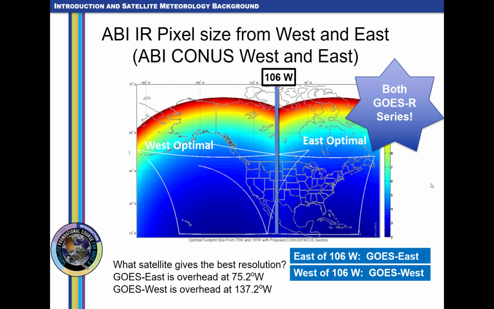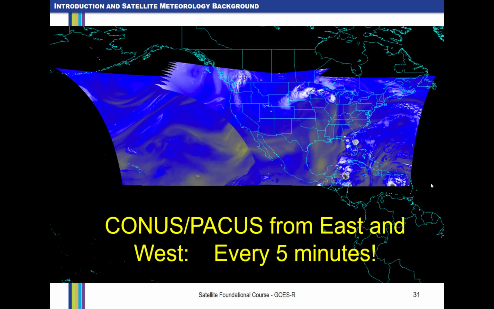Congratulations to WFO Glasgow, that has the poorest resolution over CONUS for scanning. If you combine GOES East and GOES West CONUS and PACUS scans, you'll notice you get a very large geographic region with 5-minute scanning.